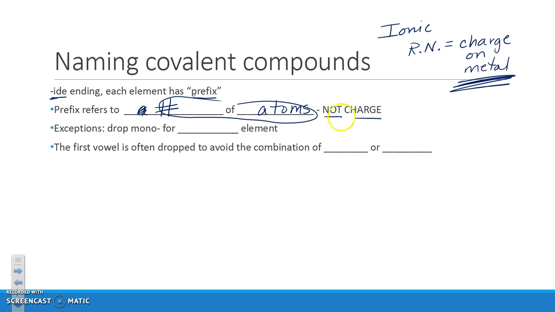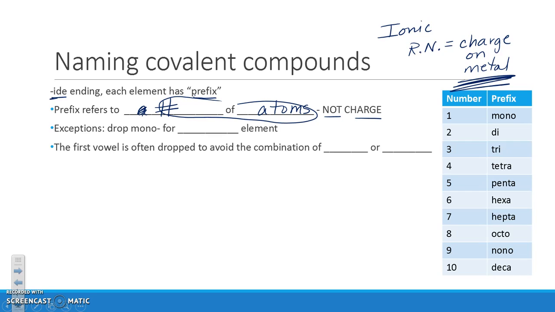They're sharing. So what are the exceptions? The only time that we don't use a prefix is on the very first atom, and that's only if the prefix should be mono. So we don't say monocarbon monoxide. We just say carbon monoxide. We don't use mono on the first element. We use all the other ones, di, tri, etc., but we don't use mono on the first one. We do use mono on the second one.